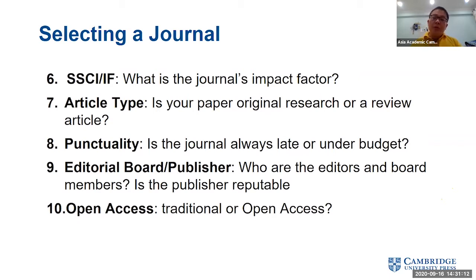Then you look at the editorial board and the publishers, as I mentioned earlier. If the editors and the editorial board members are renowned researchers, then you know that the journal is very likely to be more difficult to publish in, and probably of slightly higher quality. And of course, the publishers: is it reputable? Probably I can cover that later in the predatory publishing part. And then lastly, open access. Do you need to publish in open access or not?